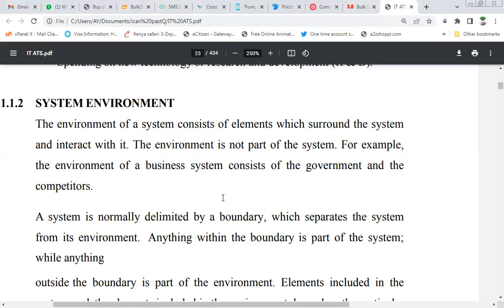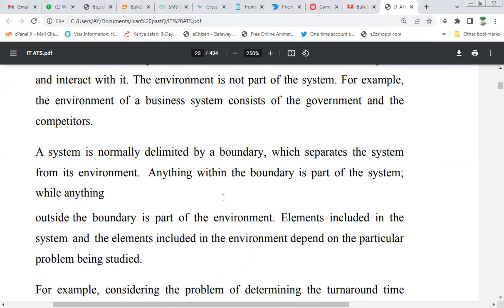So let's read what is system environment. The environment of a system consists of elements which surround the system and interact with it. The environment is not part of the system. For example, the environment of a business system consists of the government and the competitors. A system is normally delimited, that is, differentiated by a boundary. We separate the system from its environment. Anything within the boundary is part of the system, while anything outside the boundary is part of the environment.